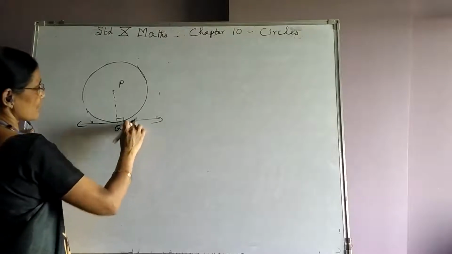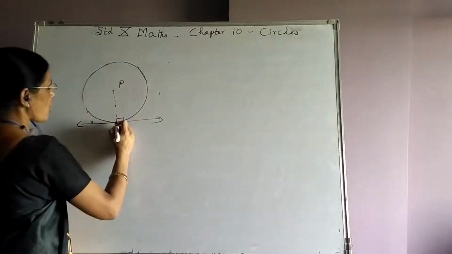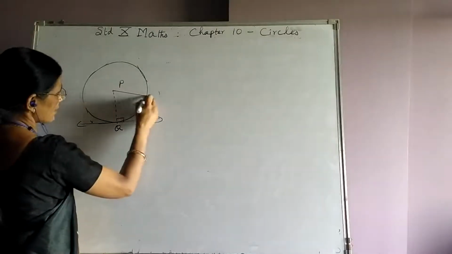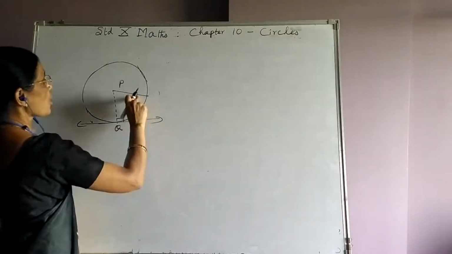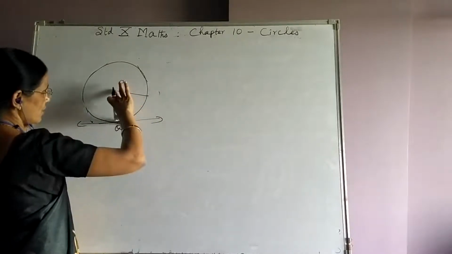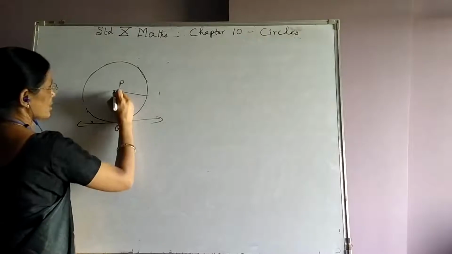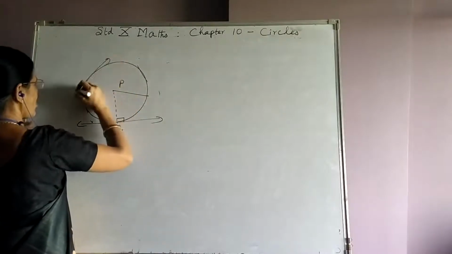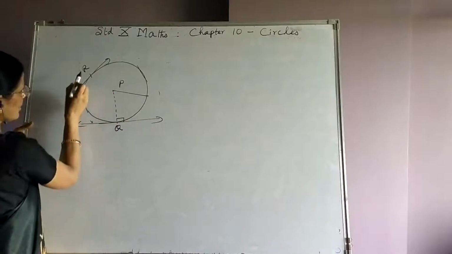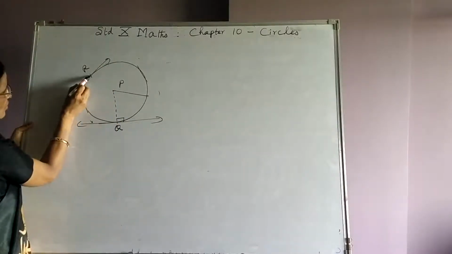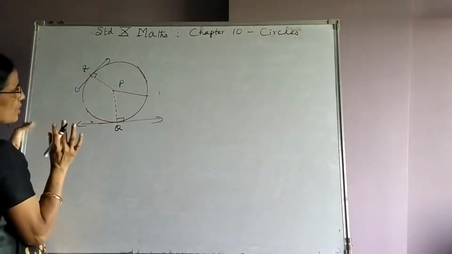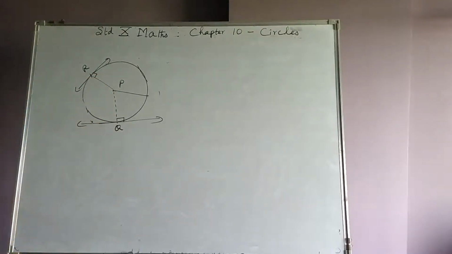The tangent is perpendicular to the radius drawn through the point of contact. Suppose I draw another radius here, this line is not perpendicular to this. So this tangent is perpendicular to the radius which is drawn through its point of contact. I draw another tangent here. I name the point of contact as R. So this tangent is perpendicular to the radius which is drawn through this point R. Hope you understood the theorem. We are going to learn this theorem now.